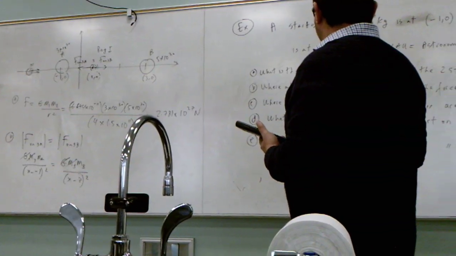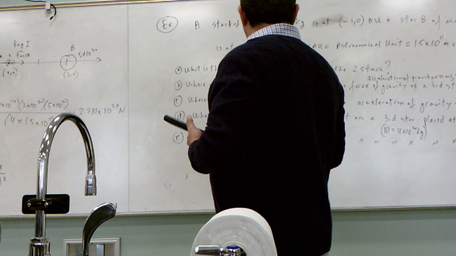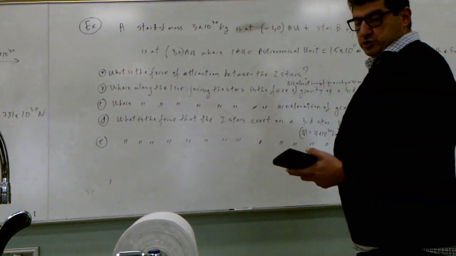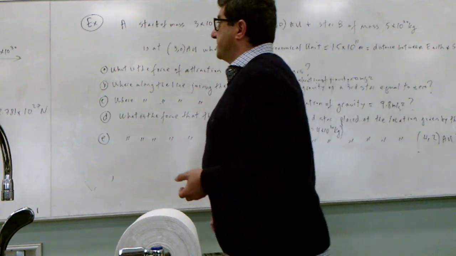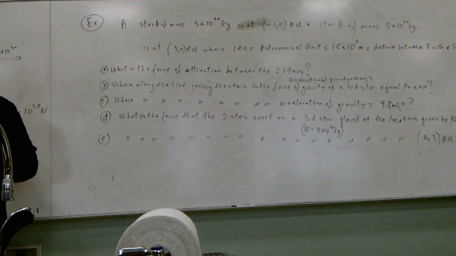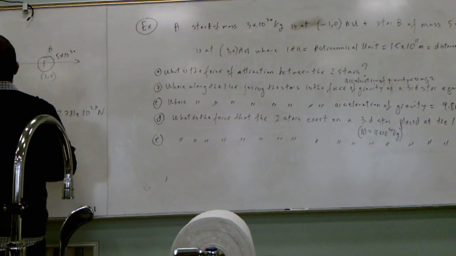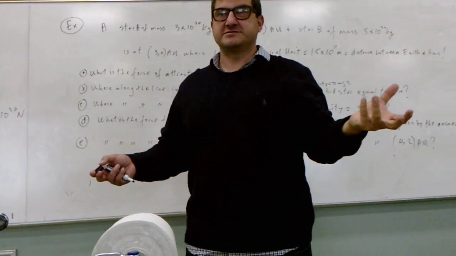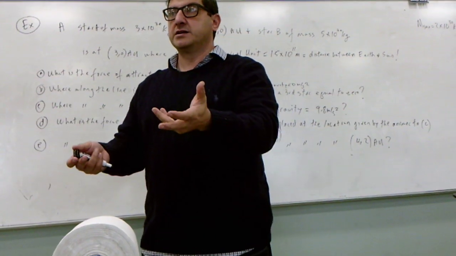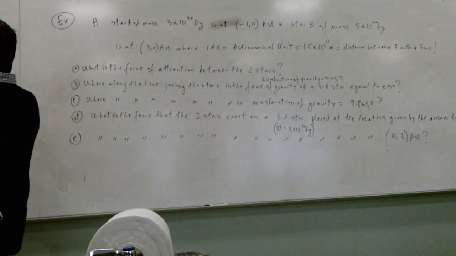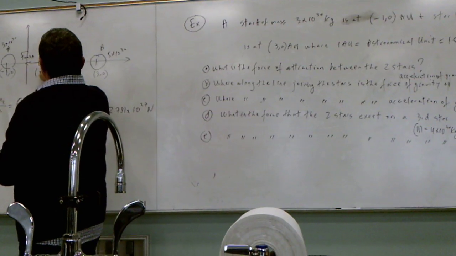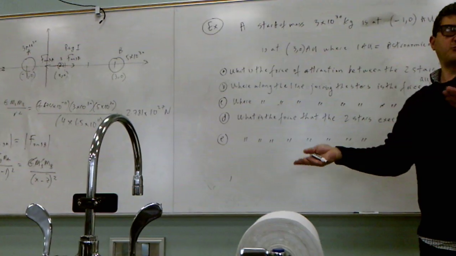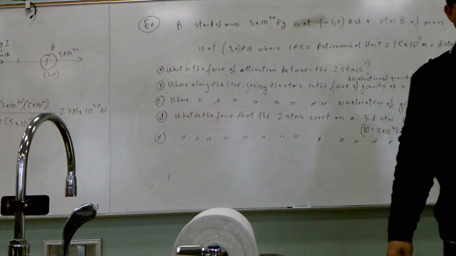Okay, then we have question C: where along the line joining the stars is the acceleration of gravity 9.8? In other words, I want to know where I can place my object so that it will feel the same gravity as it does on the surface of the Earth. So I place a human there, right? Because if I place a human here, he's going to feel weightless. But I want to know where I can place the human so that he will feel the same weight that he does on Earth.